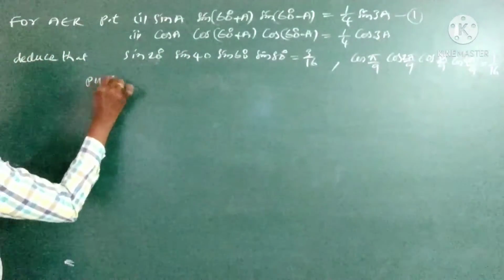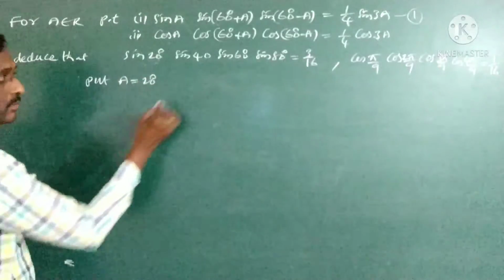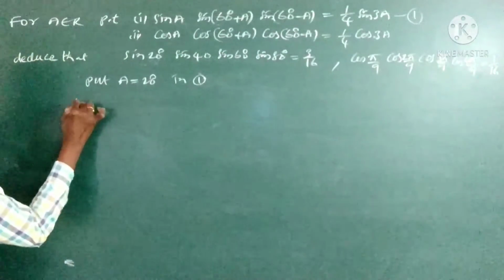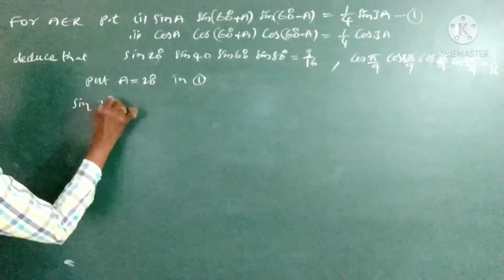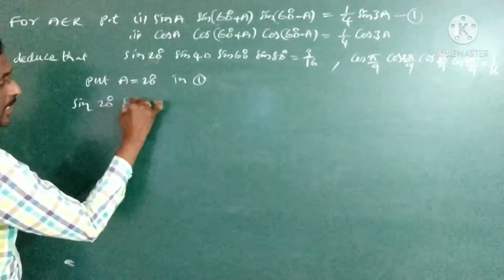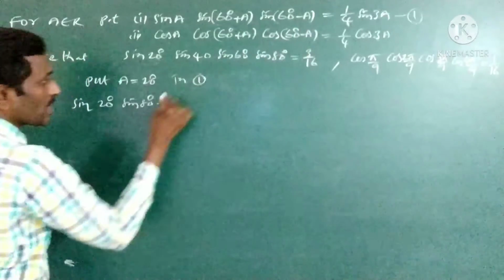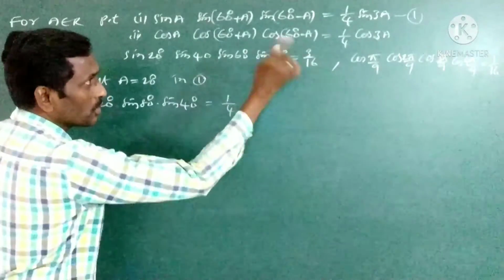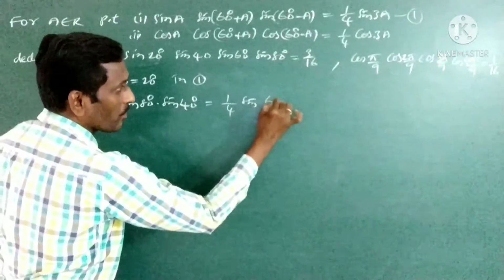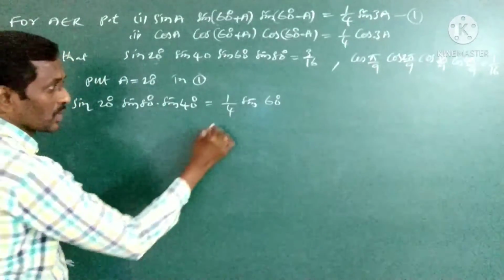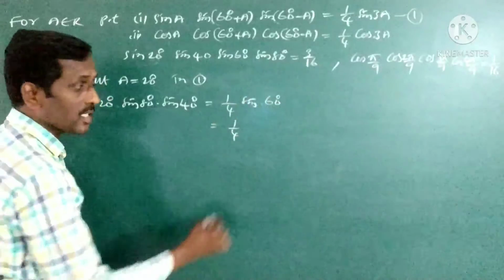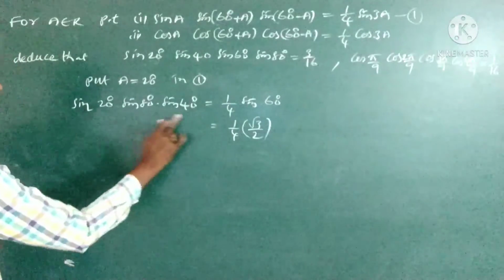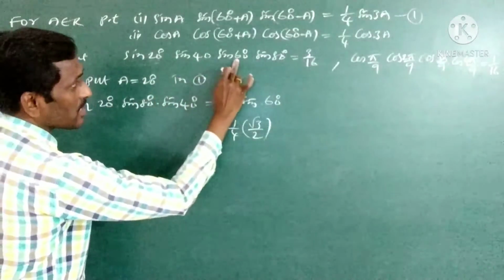So put A is equal to 20 degrees in equation 1. Then what will you get? Sine A becomes 20, 60 plus 20 is 80, 60 minus 20 is 40, which is equal to 1 by 4 into sine of 3 times 20, which is 60. Then 1 by 4 into the value of sine 60, which is root 3 by 2. So here we got this only, but what we required here, sine 60 is also there.